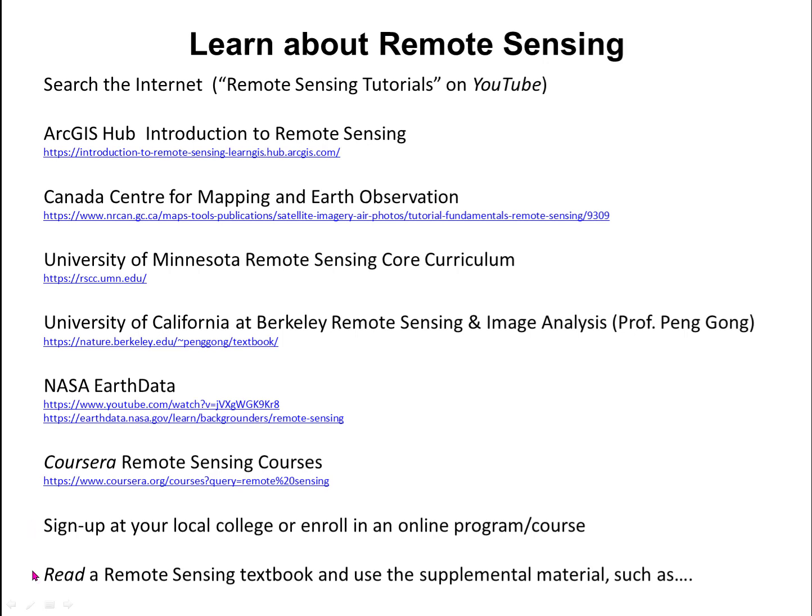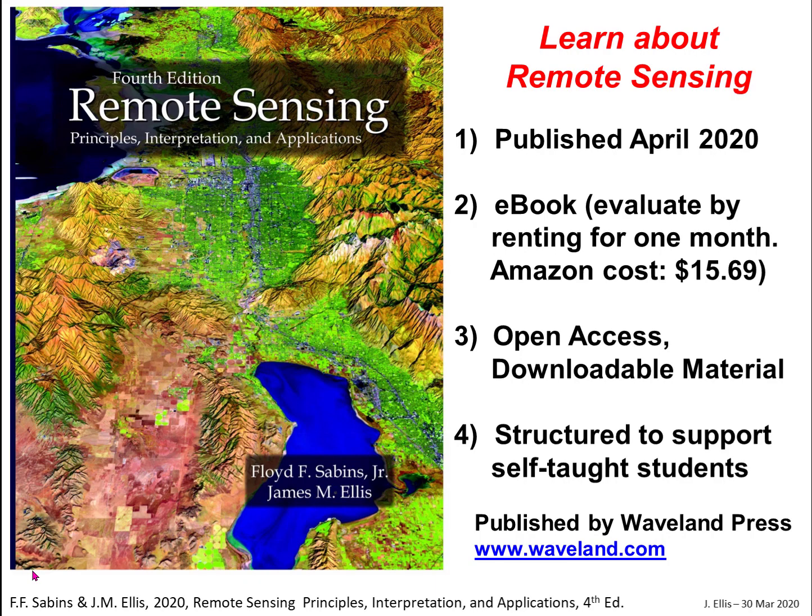You could also just read a remote sensing textbook and use the supplemental material, such as, well, here's this textbook that I just authored with Floyd Sabins. We published it in April 2020. Remote Sensing, Principles, Interpretation, and Applications. You can evaluate it on Amazon for $15.69. The differentiator is it has a lot of open access downloadable material to support image processing and learning outside of the textbook. It's structured to support self-taught students. It's published by Waveland Press.